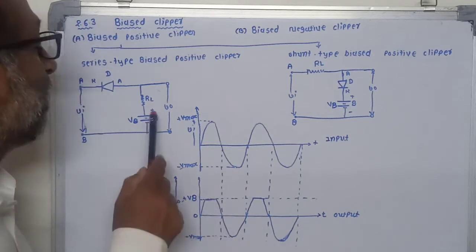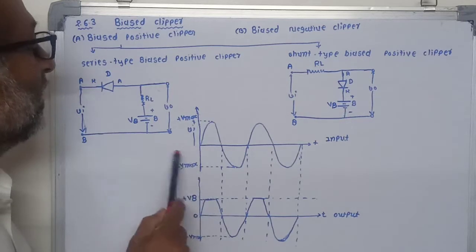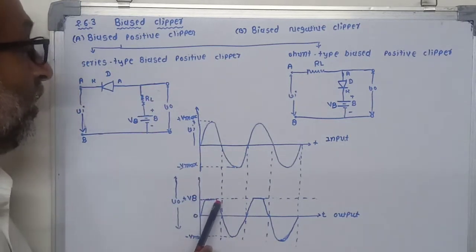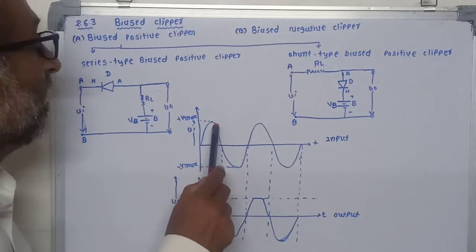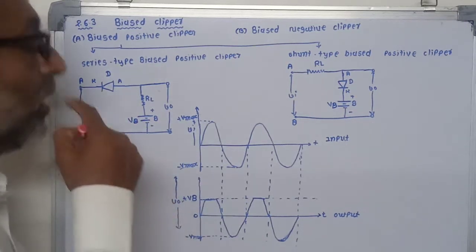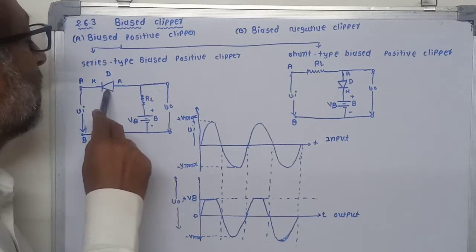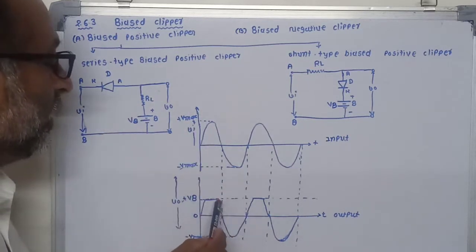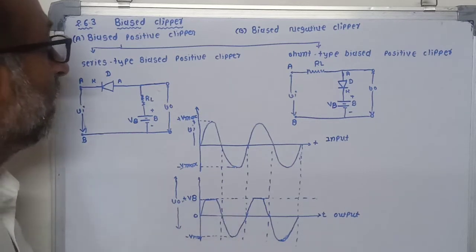So remember, the value of VB is present, but you will not get the input voltage at the output side. It is most important. Now when the value of this input voltage is less than this battery voltage, it will turn on the diode again, current passes through this diode, and your input appears at the output side. So I think you will get the idea.